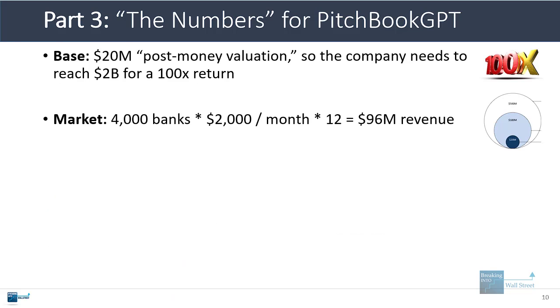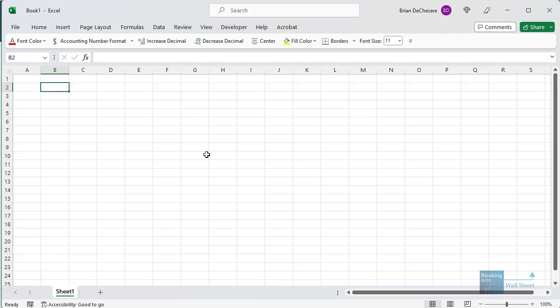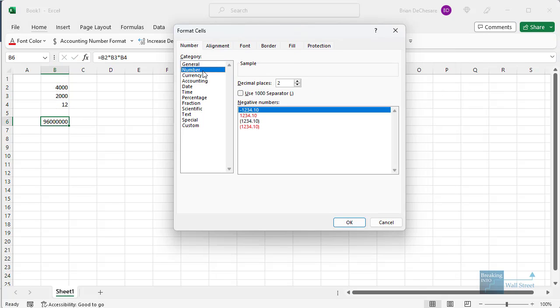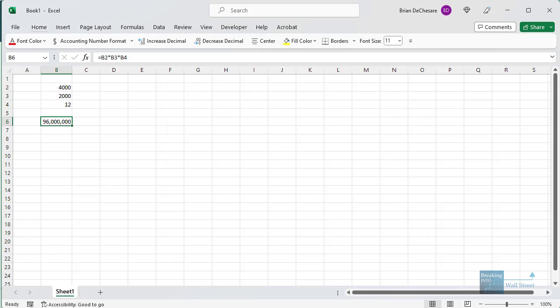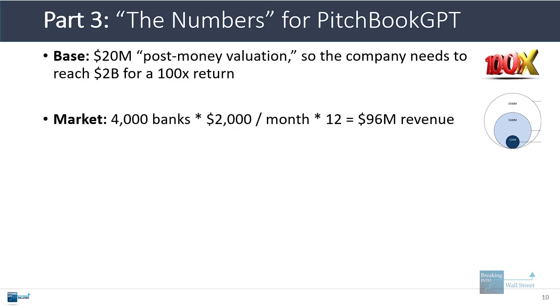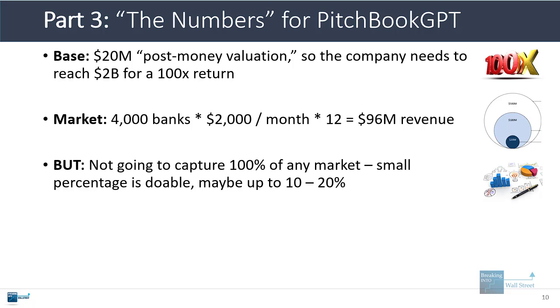If you do the math and you just take their numbers at face value, 4,000 banks, they're charging $2,000 a month, and there are 12 months in the year, then indeed 4,000 times 2,000 times 12 gives the company about 96 million in revenue. So that part is true, but what's not said here is that they're not going to capture 100% of this market because no company ever captures 100% of any market, certainly not a $100 million market with thousands of firms in it.